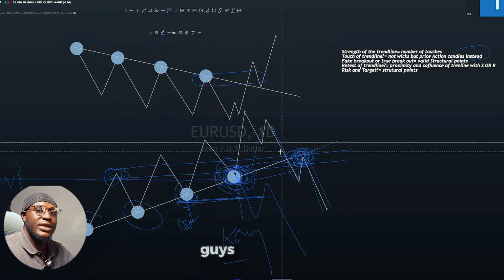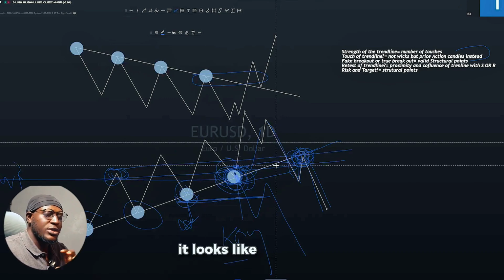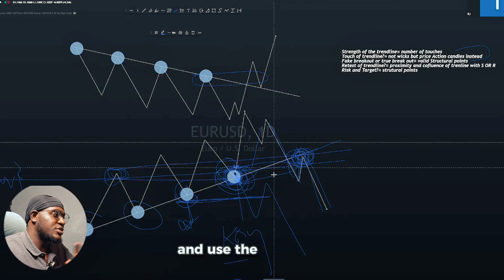So let's head to the chart, guys, so you see what exactly it looks like on the chart, and we'll analyze it using the trend line and all of those things.